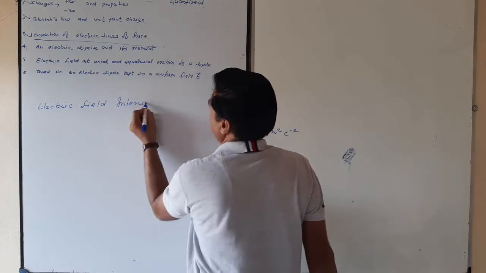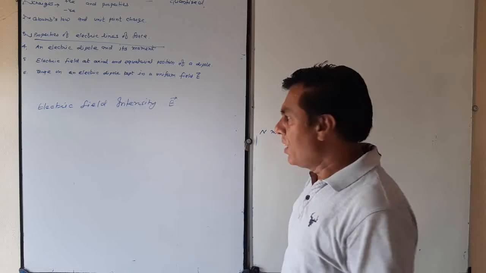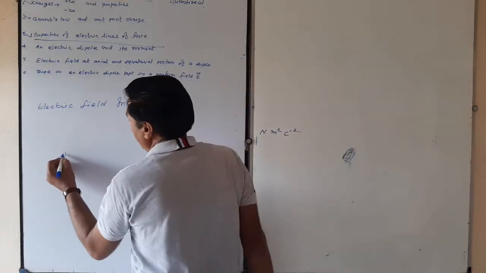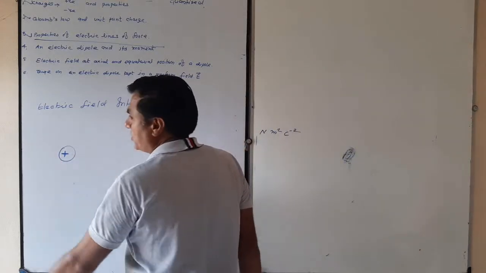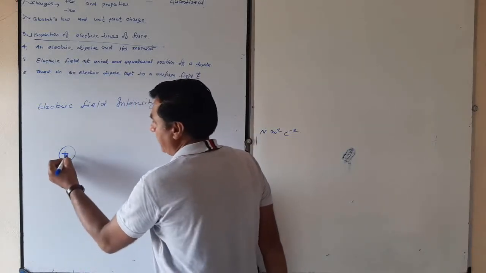Intensity E. So now, in order to define it, we are taking a source charge. The source charge amount is capital Q, kept at point O.